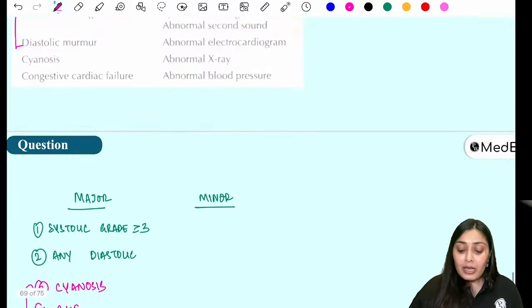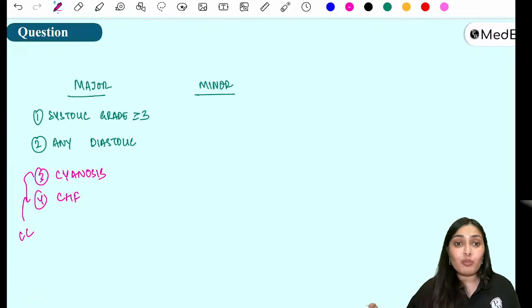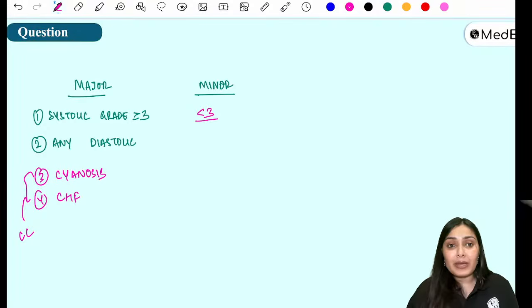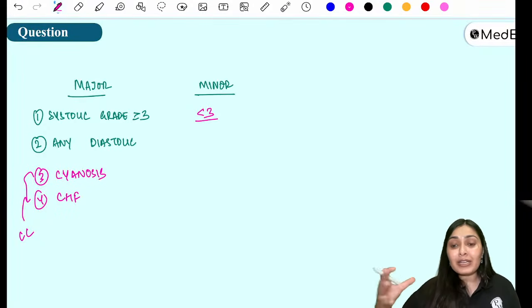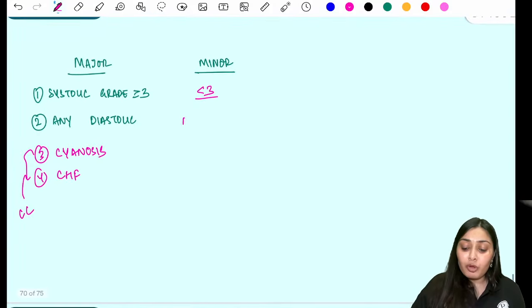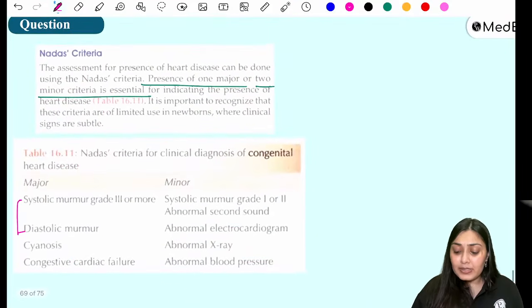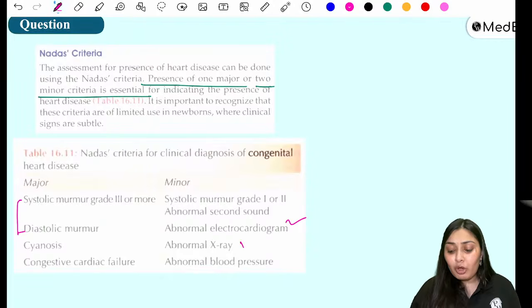What about minor? I told you systolic murmur grade 3 or more is major. So anything less than grade 3 is minor. Apart from that, all of the clinical assessment findings like abnormal S2, abnormal ECG, abnormal chest X-ray, abnormal BP, all of these would be minor criteria, right? You can see abnormal echocardiogram, ECG, abnormal X-ray, abnormal blood pressure, abnormal second heart sound. All of these are minor criteria, right?